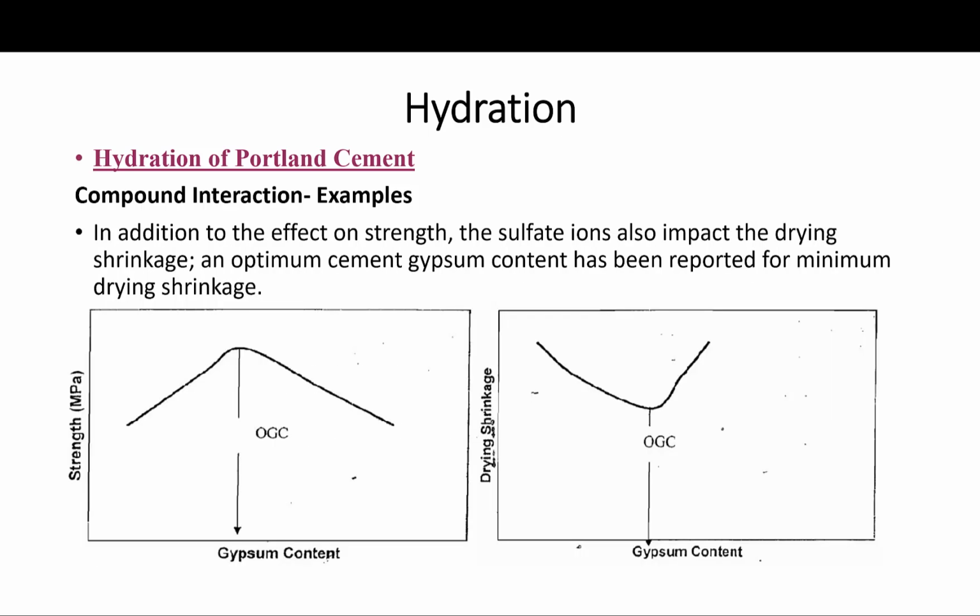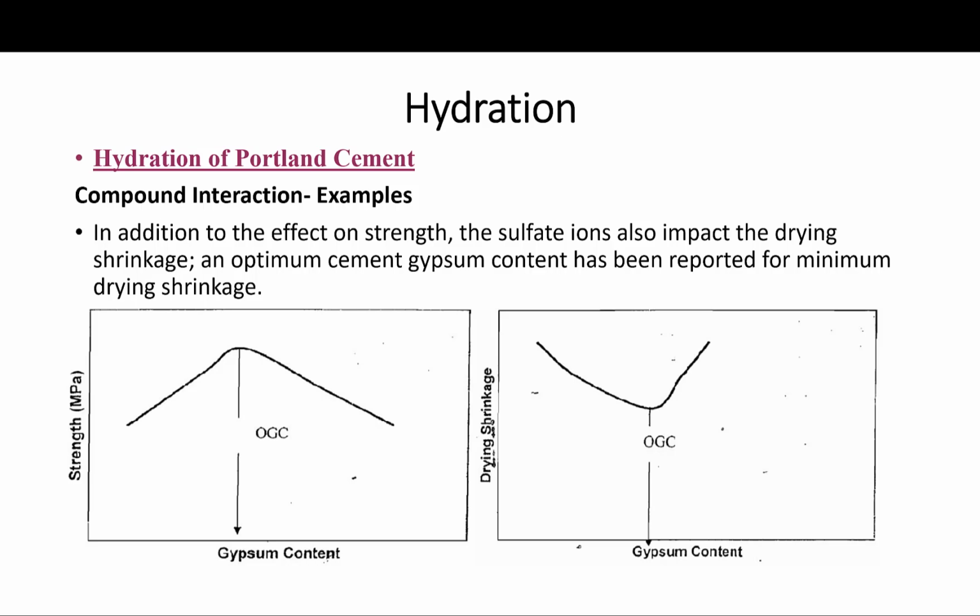The interaction between the calcium silicate hydrate and sulfate ions may help explain the observation that there is also an optimum gypsum content for minimum drying shrinkage. And this optimum content for drying shrinkage is not the same as for strength. So there has to be a balance.